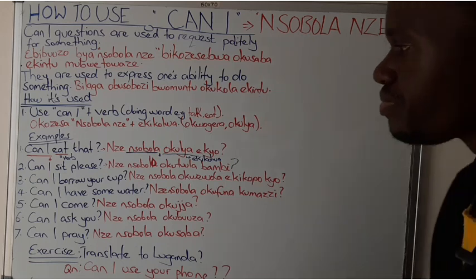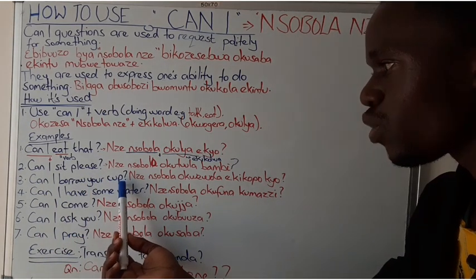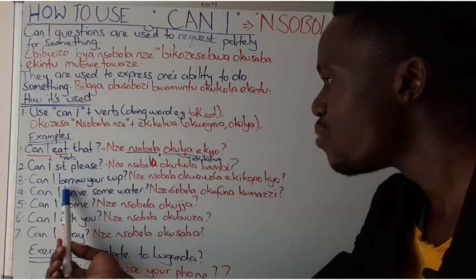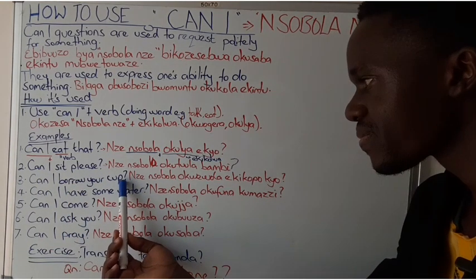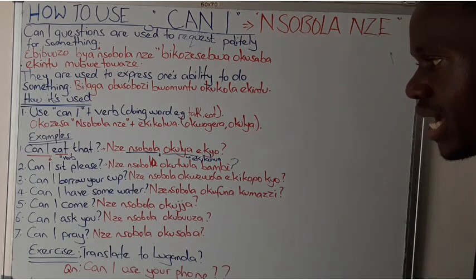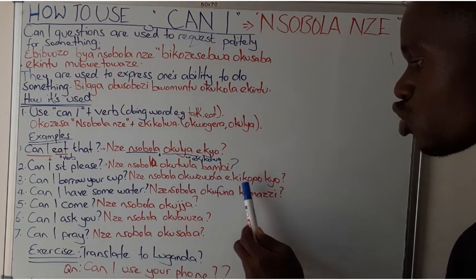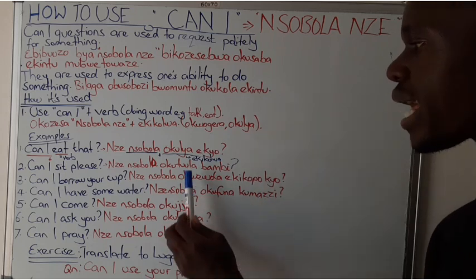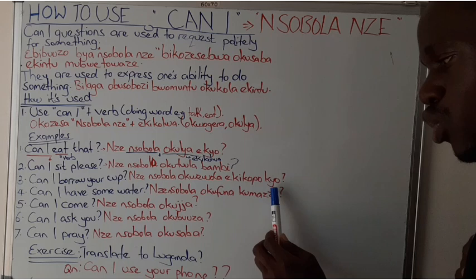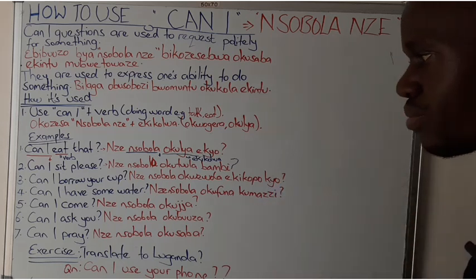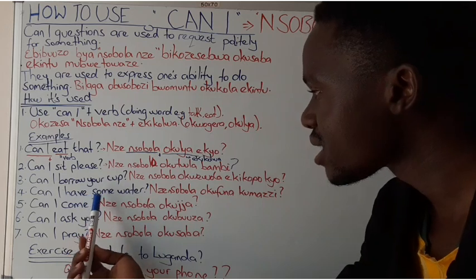Okay, let's continue. Can I borrow your cup? Once again, can I borrow? This is the verb. Can I borrow your cup? This in Luganda is nze nsobola okwewola ekikopo kyo. Nze nsobola, can I borrow? Nze nsobola okwewola ekikopo kyo. Plus a question mark.